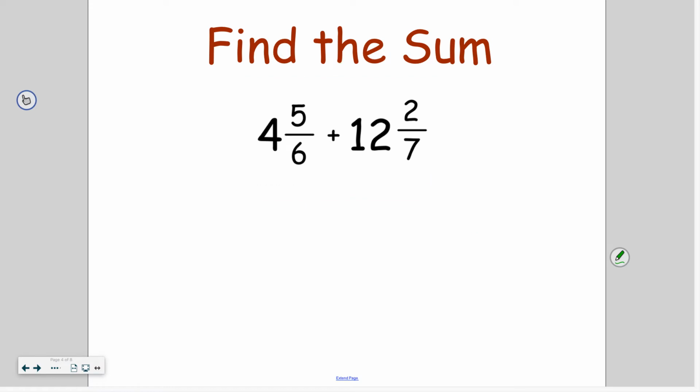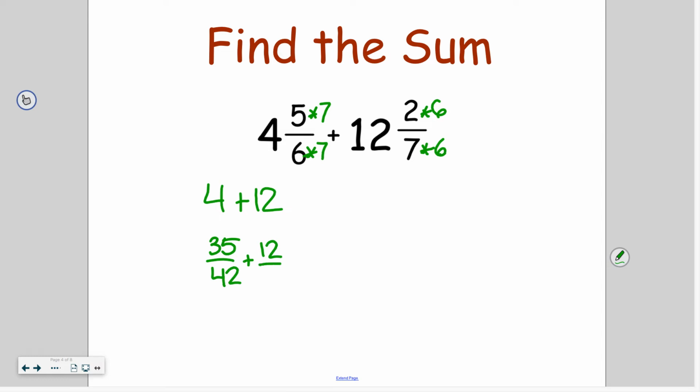Next case with addition, we are going to go ahead and again try and find our common denominator. Looking between 6 and 7, the first common denominator that they have is 42. So I'm going to multiply my first fraction by 7 and my second fraction by 6, giving me for whole numbers, I'm going to have 4 plus 12. And for my fractions, I'm going to have 35 over 42 plus 12 over 42.